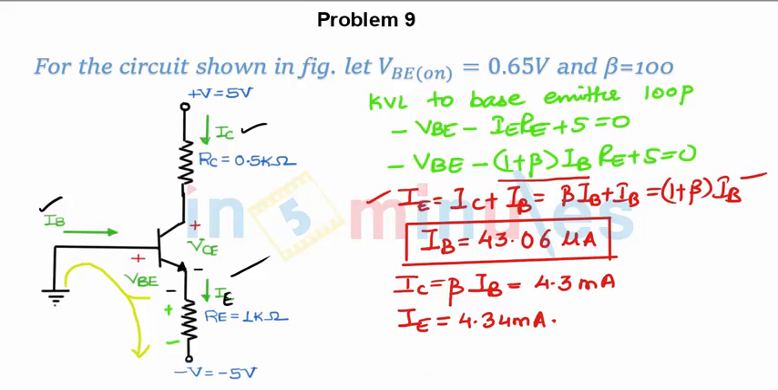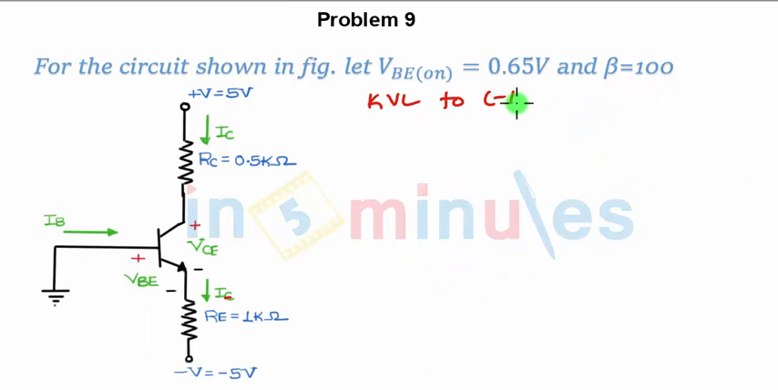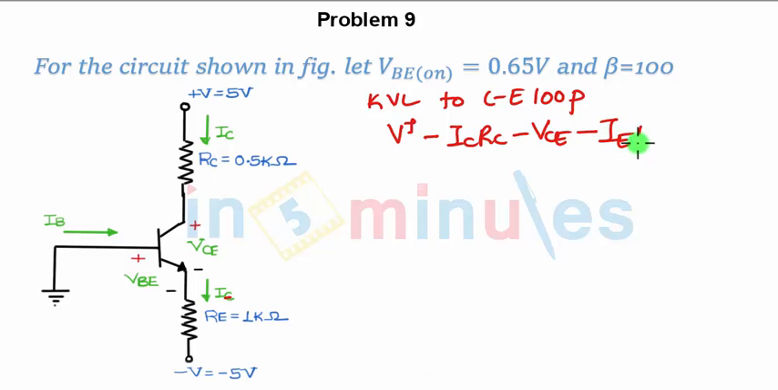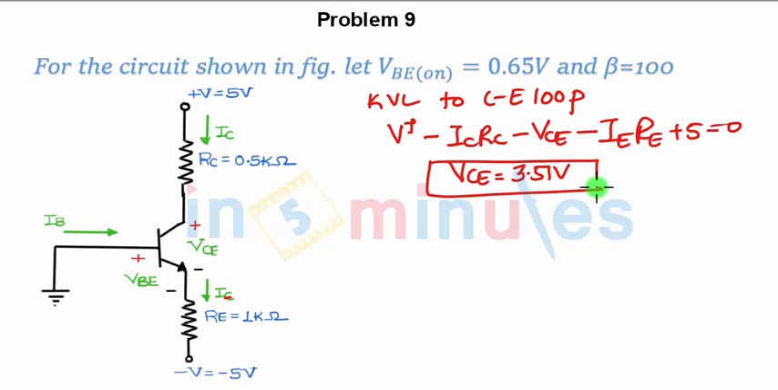Now to find VCE, what do we do? We apply KVL to the collector emitter loop. So when you apply KVL to the collector emitter loop, you have plus minus IC RC minus VCE minus IE RE plus 5 equals 0. So when you substitute all the values, you will get VCE as 3.51 volts.